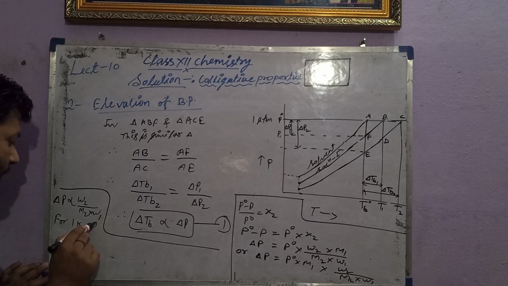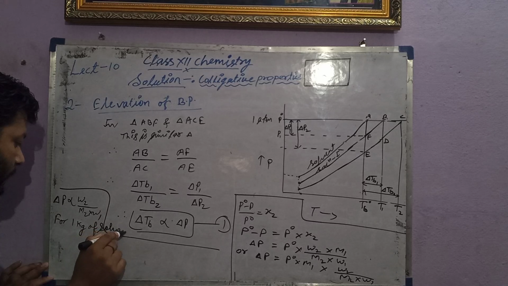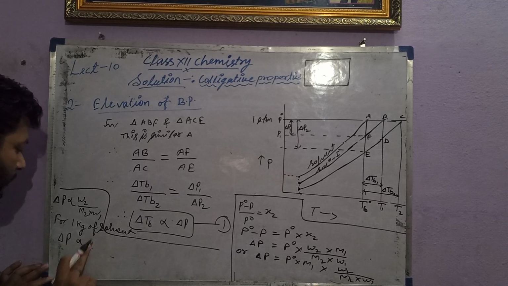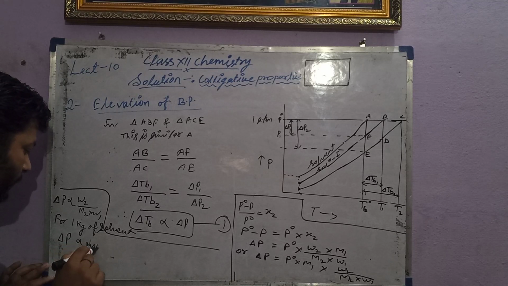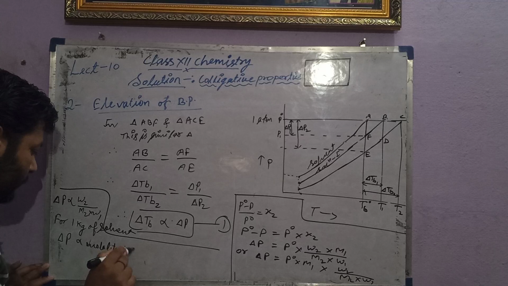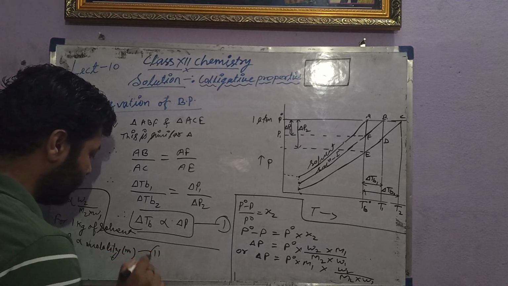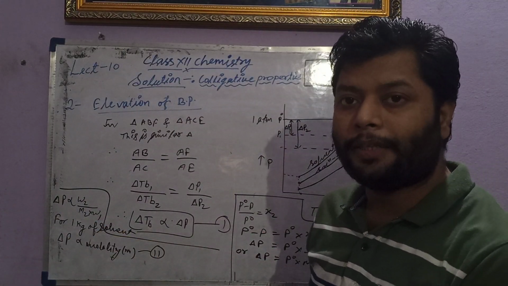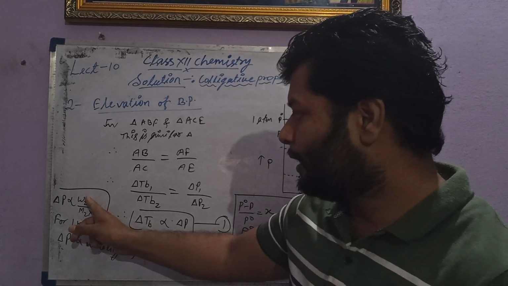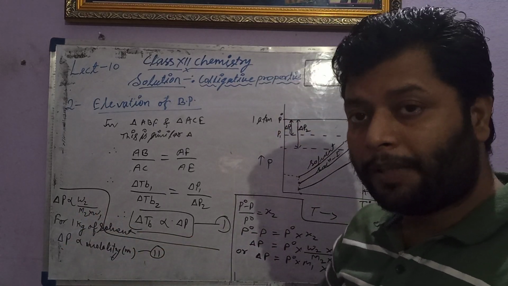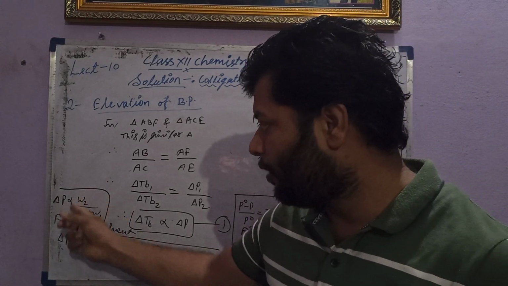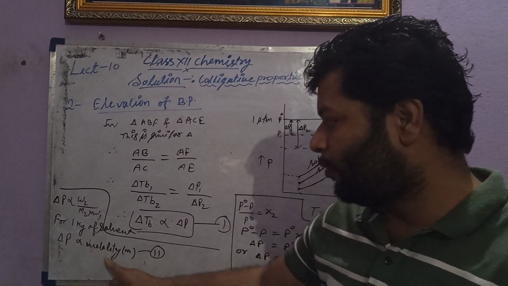For 1 kg of solvent, the whole value will be delta P proportional to molarity. Equation second: the whole value will be molarity. Actually, this is the formula of molarity. You can see W2 upon M2 into W1. If this formula is for 1 kg of solvent, that will be the formula of molarity. So this whole value can be written as delta P proportional to molarity.